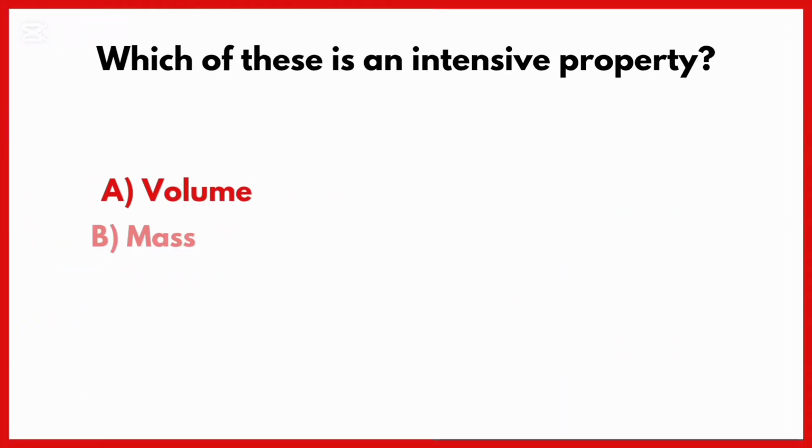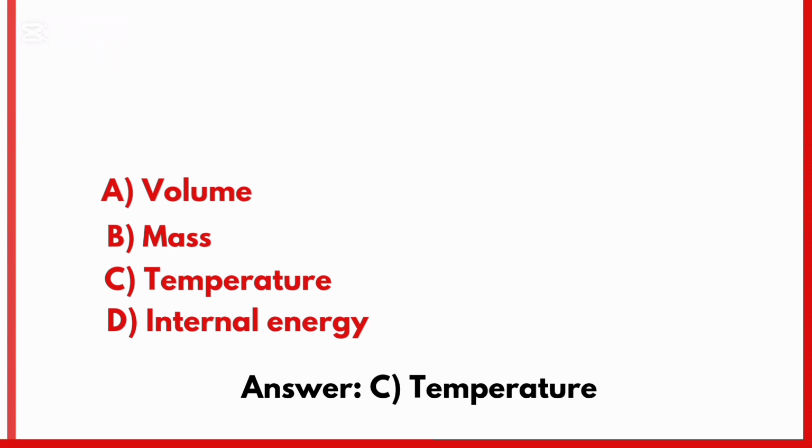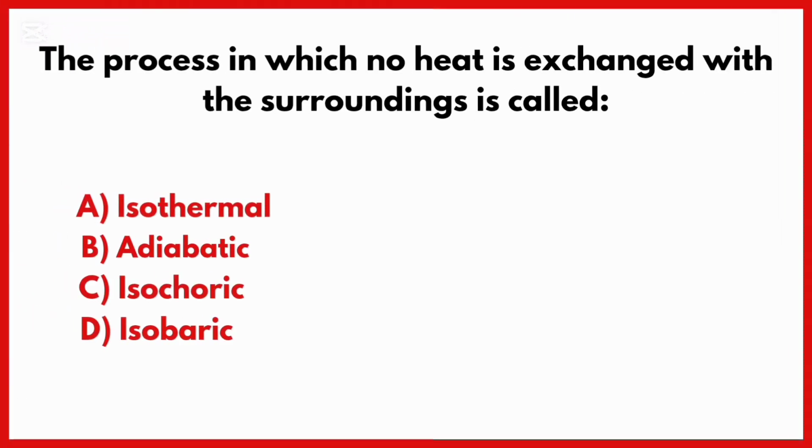Which of these is an intensive property? Correct answer is option C, temperature. The process in which no heat is exchanged with the surroundings is called. Correct answer is option B, adiabatic process.